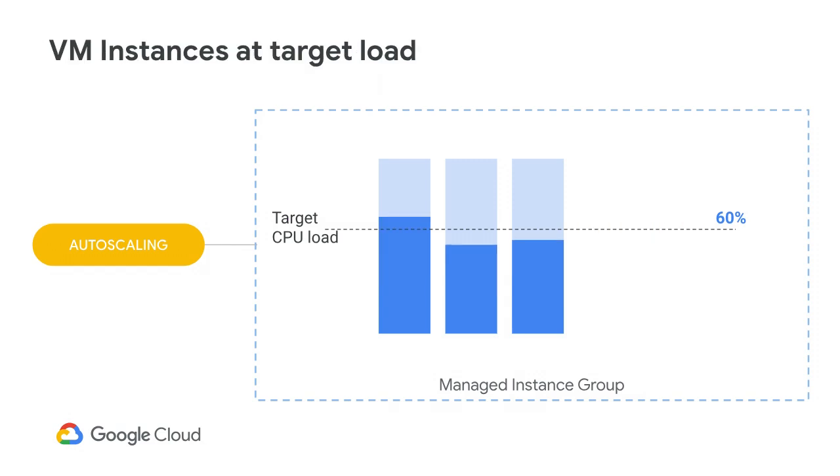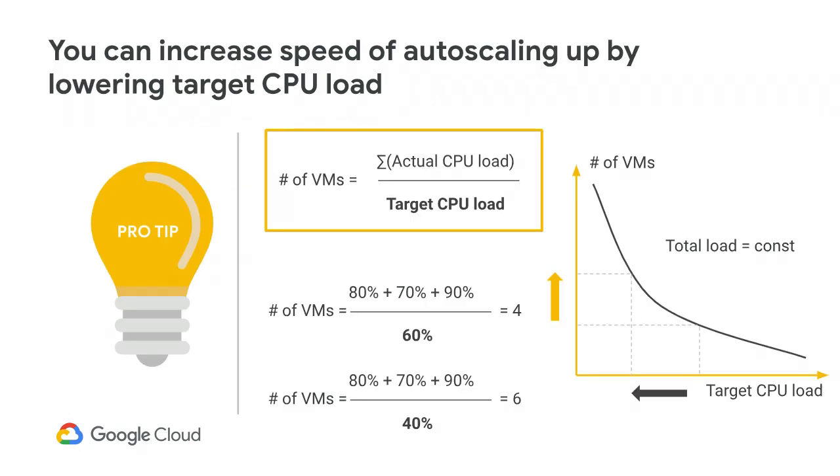And pro tip is that if you want to make sure that your workload scales up really fast, you should use a lower target CPU load. Like if we look at the example here, if you have 3 overloaded machines of, let's say, 80, 70%, and 90% utilization, if you set the target load of 60%, Autoscaler will scale the group size to 4 machines. And if you set the target load to a lower value, like say 40%, you will get 6 machines, which is a faster scale up.